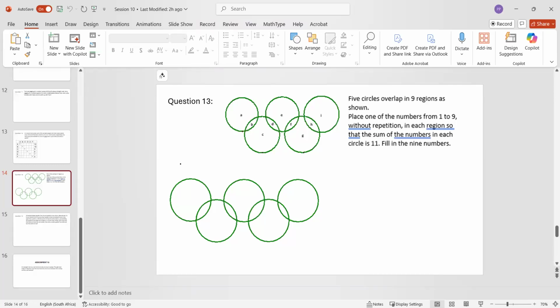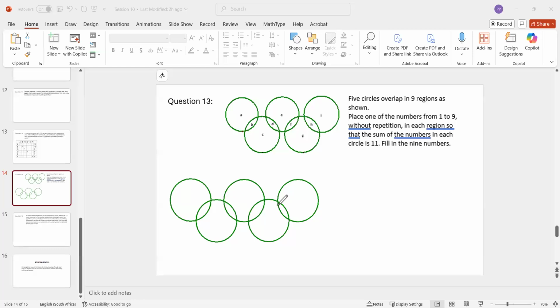They're very beautiful logical problems. Place one of the numbers from 1 to 9 without repetitions in each region so that the sum of the numbers in each circle is 11. So you've got 9 regions, 1, 2, 3, 4, 5, 6, 7, 8, 9. And you're going to put the numbers 1 to 9 in each one of them. But you don't know where the 1 is going, where the 2 is going to go, and so on, right?